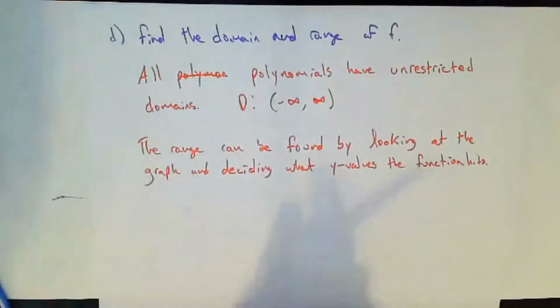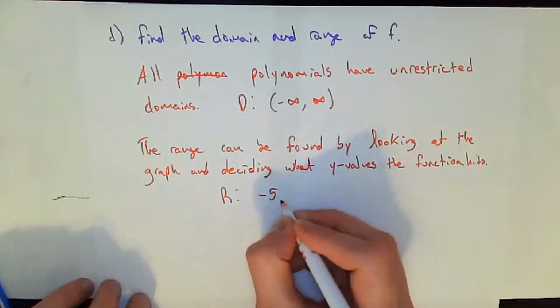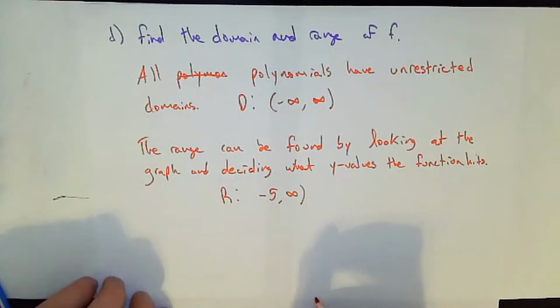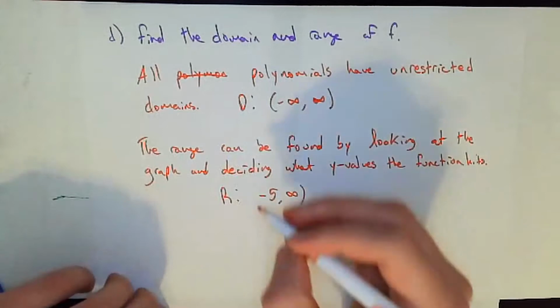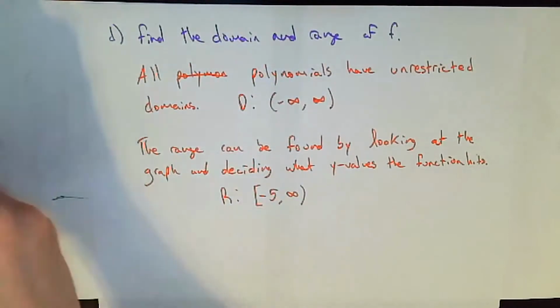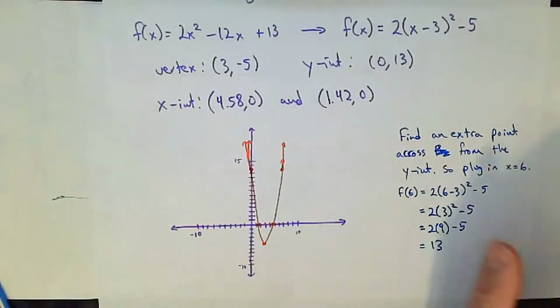So how do I notate that? I say R for range. I say -5 to positive infinity. I know I need a parenthesis around infinity, always. That's just a notation thing, always using parentheses around either of the infinities. And I'm including -5, so I'll use a bracket there. There we go, that's it. It's -5 and everything bigger. Those are the y values this thing hits, nothing lower than that.